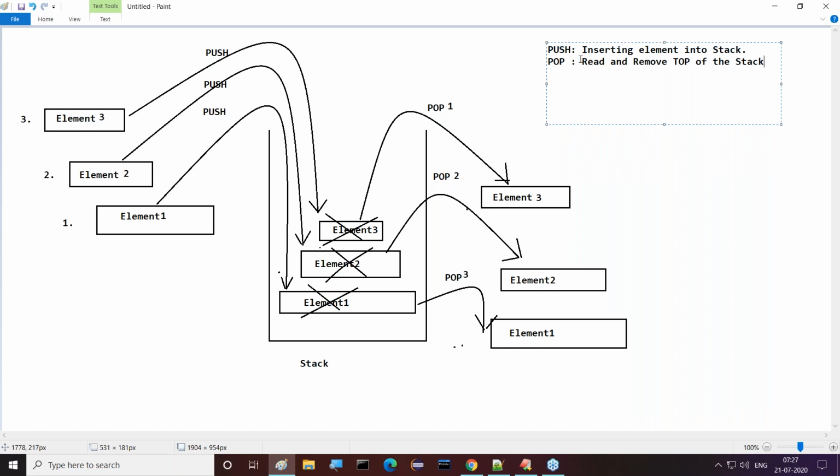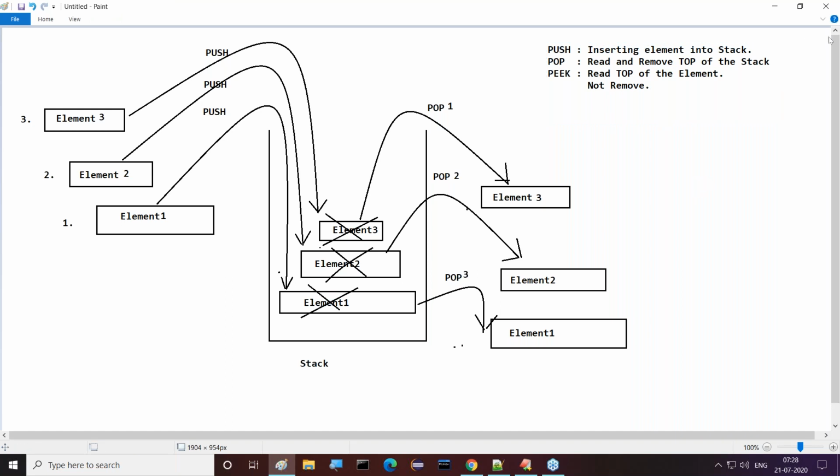Please remember these two operations are included in pop: read the top element and remove the top element. This is the pop operation. Similarly, one more operation exists in the stack: the peek operation. What is the meaning of peek? Just read the top element. Not remove. The remove operation is not available, only read what the top element is.